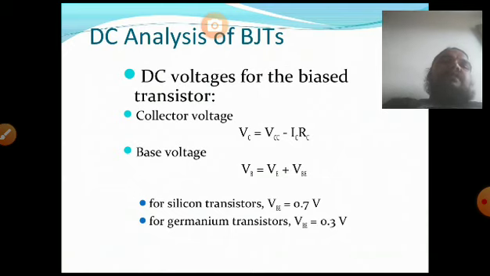DC analysis of BJTs. DC voltages for the base of the transistor. Collector voltage VC is equal to VCC minus IC times RC. Base voltage VB is equal to VE plus VBE. For silicon transistors, VBE is equal to 0.7 volts. For germanium transistors, VBE is equal to 0.3 volts.